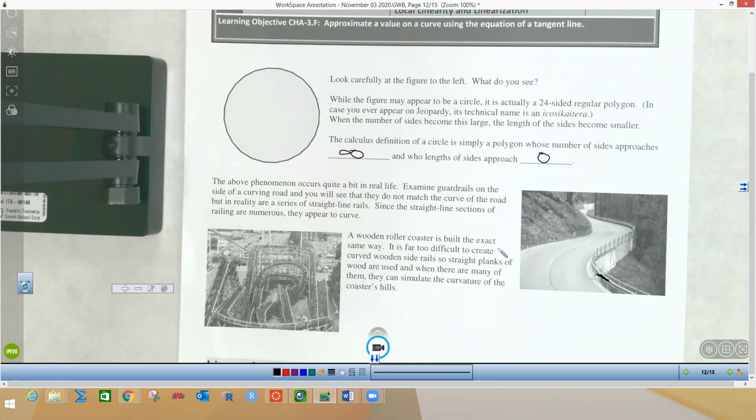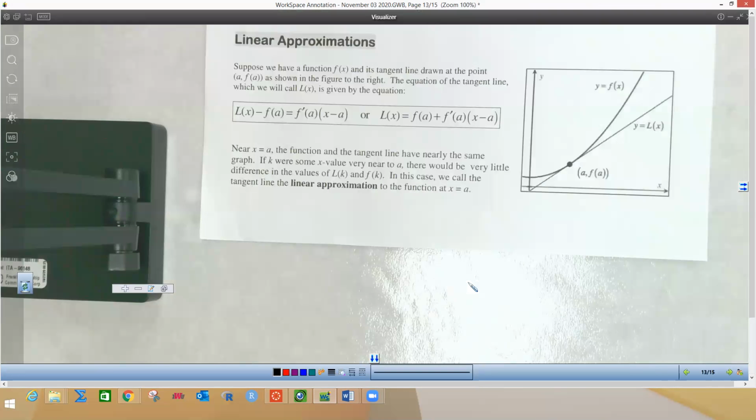A wooden roller coaster is built the exact same way. Although they look like the turns are curved, they're really little slats of wood that are straight pieces of wood. Okay, that's why when you ride the roller coasters that are wooden, it shakes you up so much more than the ones that are made out of metal that actually are curved.